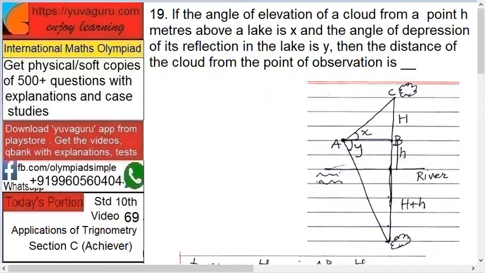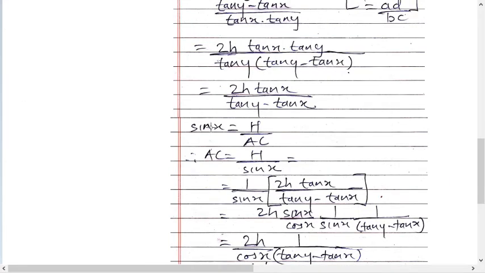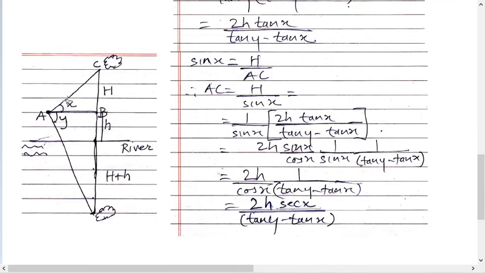Now what do we want? We want AC, because it is the distance of the cloud from the point of observation. We don't want the vertical distance, we want the hypotenuse. So see this, sin x equals H upon AC. Therefore AC equals H upon sin x. Put the value of H which we have got. So that is 2h tan x upon tan y minus tan x, upon sin x. So this sin x will be down here.